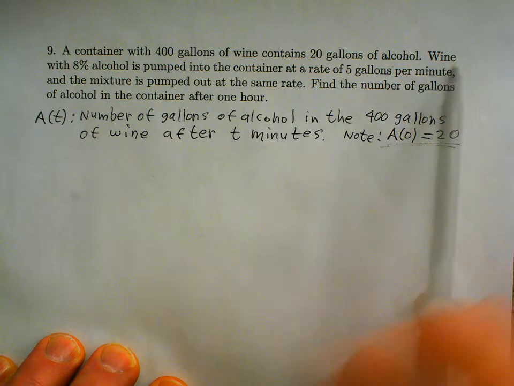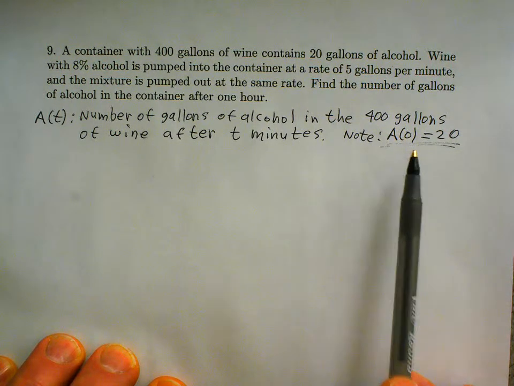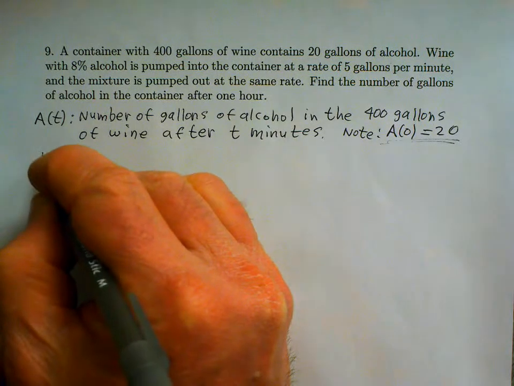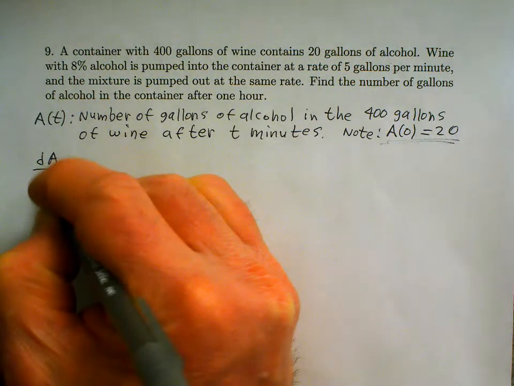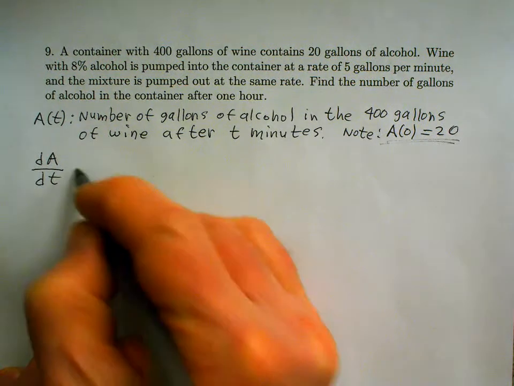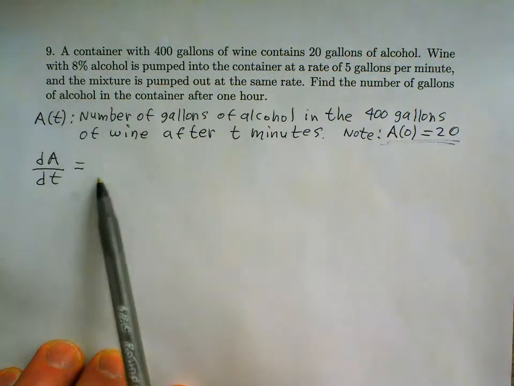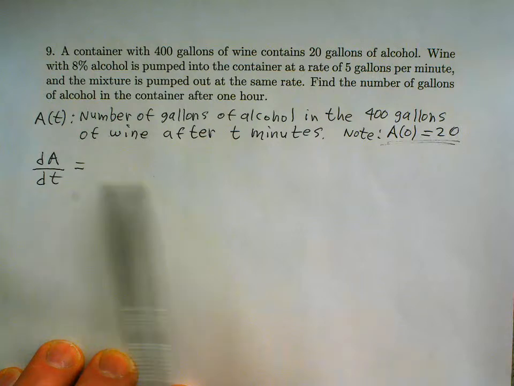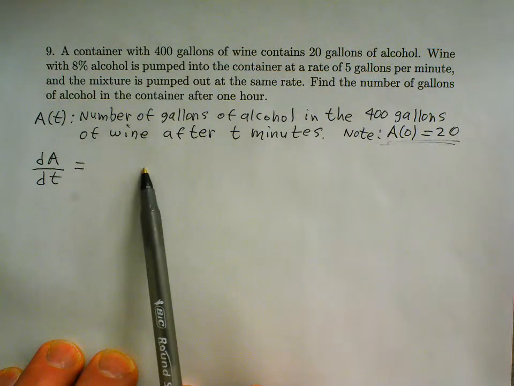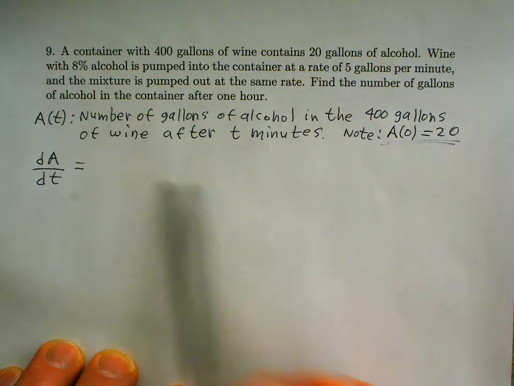Okay, in the second sentence, we're given a description of the rate of change of the alcohol in the container with respect to time measured in minutes. So the rate of change with respect to time is dA dt. We have a certain amount of alcohol that's going into the container, and simultaneously there's a certain amount of alcohol that's leaving the tank. So we're going to have a rate in minus a rate out.